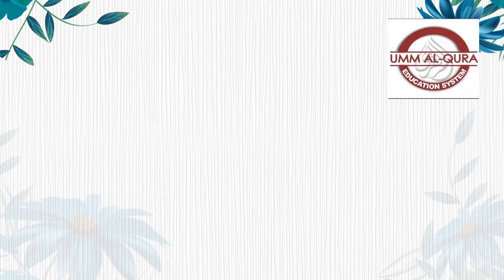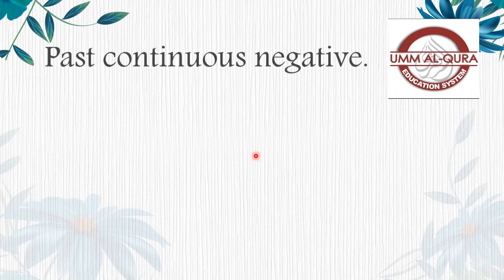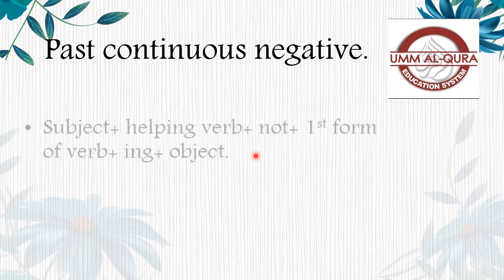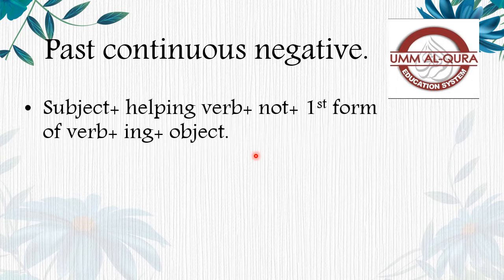Now move to the next one: negative. How do we make past continuous negative? It's very easy. The same pattern as we did in present continuous will be here. The subject will be the same. The helping verb, was or were, I have already told you. We only add not to make it negative. Then the first form of verb with ing, and at the last the object.